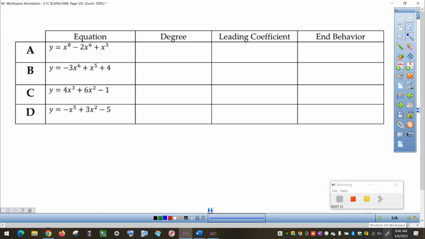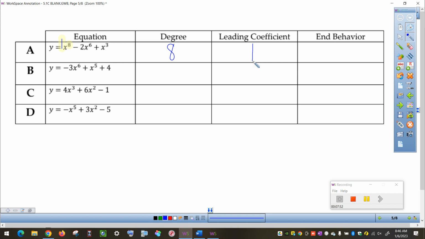So right above that in your packet, I want you to go ahead and work through equations A, B, C, and D. For each one, when it says degree, you're going to write in what the degree is, so this answer is going to be a number. For example, on equation A, I'm looking for the largest exponent. It's not always the first exponent, but on this one, the largest exponent that I see is 8. I'm also looking for the leading coefficient, which is the number out in front of the term that has the highest exponent. I don't actually see a number here, but that's an invisible positive 1. So that is my leading coefficient.